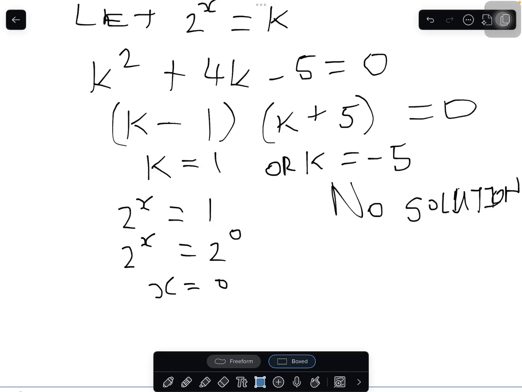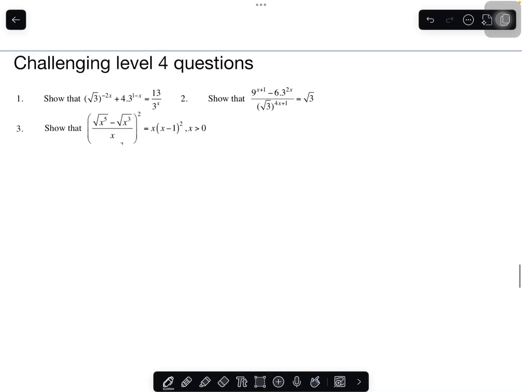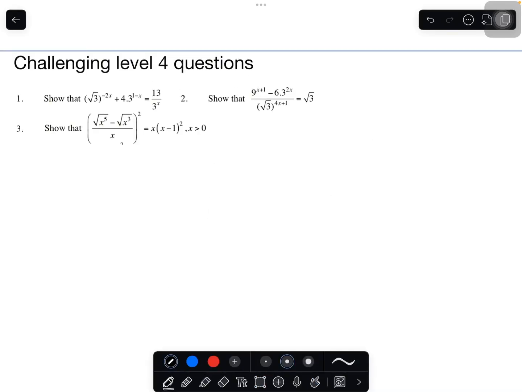Let's move on to some challenges. We're now going to move on to some challenges, and these are proving questions. So when you're dealing with proving questions, you're going to deal with one side of the equation. In these, I always like dealing with the side where you're going to simplify, not expand. And on the left hand side for both these equations, we're going to simplify.